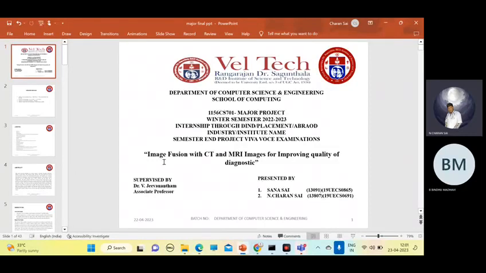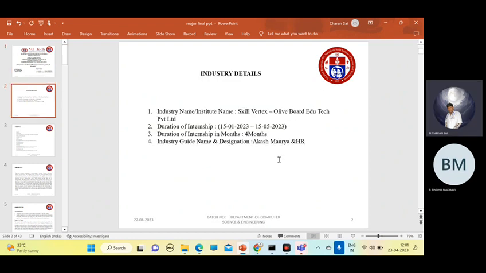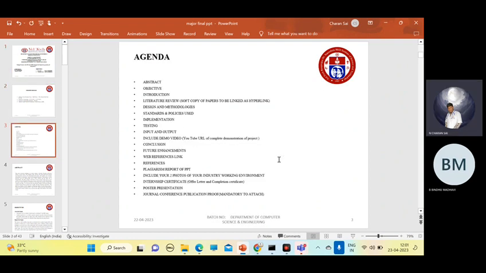Sir, my major project title is Image Fusion with CT and MRI image for improving the quality of diagnostic. And we are taking the guidance of Jivanantham sir. And this is our main agenda. In agenda, there is abstract.